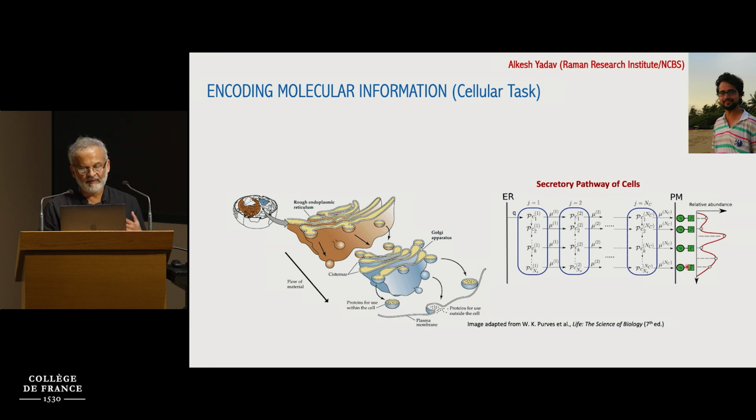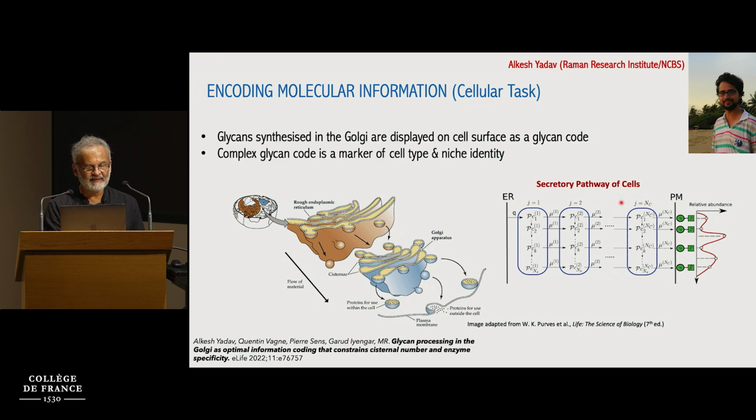These glycans are now displayed at the cell surface. Now, it turns out that the glycans that are synthesized in the Golgi and displayed on the cell surface form a glycan code. That is, it's a marker of cell type identity and niche identity. And so these glycan codes can be pretty complex, and they're established by looking at mass spec data. And so now, by taking experimental mass spec data and looking at what is the desired output of the glycans that you want to see, one can compare the synthesized glycan distribution to the target desired complex glycan distribution.